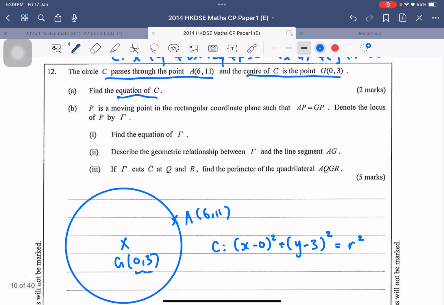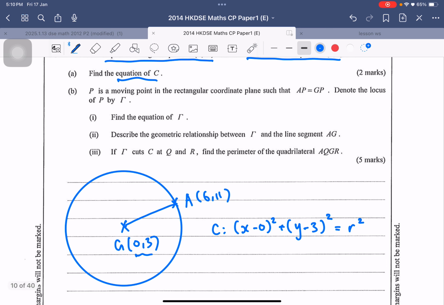So look at the graph. What is the radius in this graph? What's the meaning of the radius? What point is the middle point? The G. Which point is on the circumference? So why don't we just connect them? Okay? So the radius is going to be GA. So now we can say r is equal to GA.